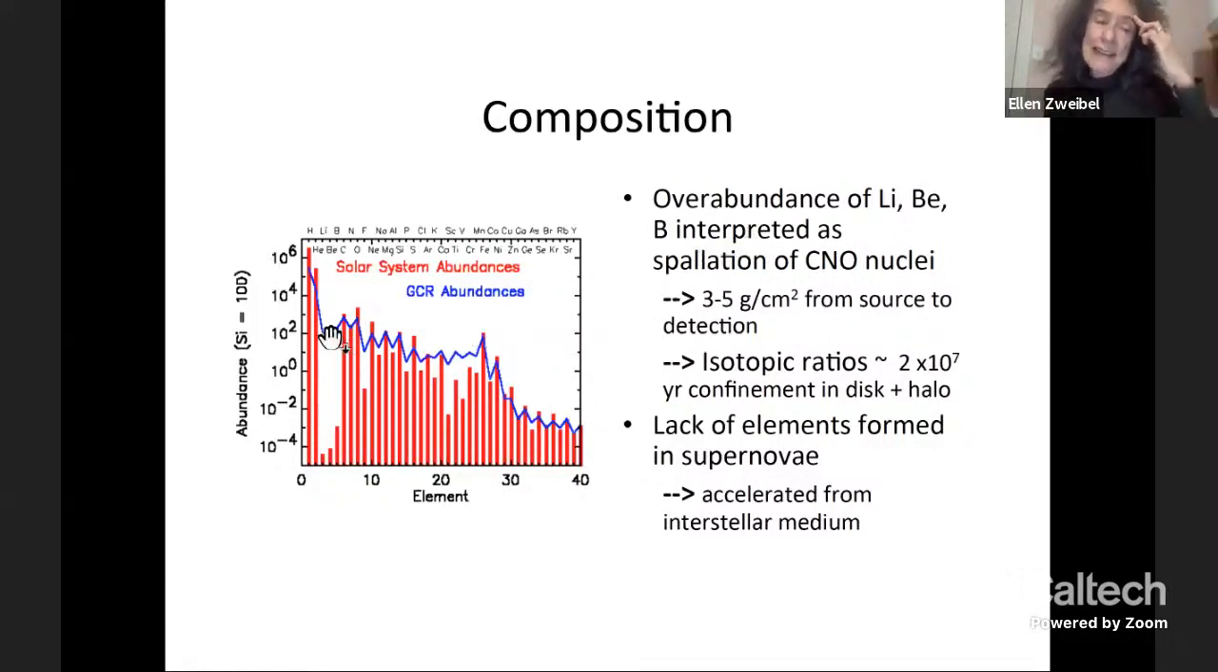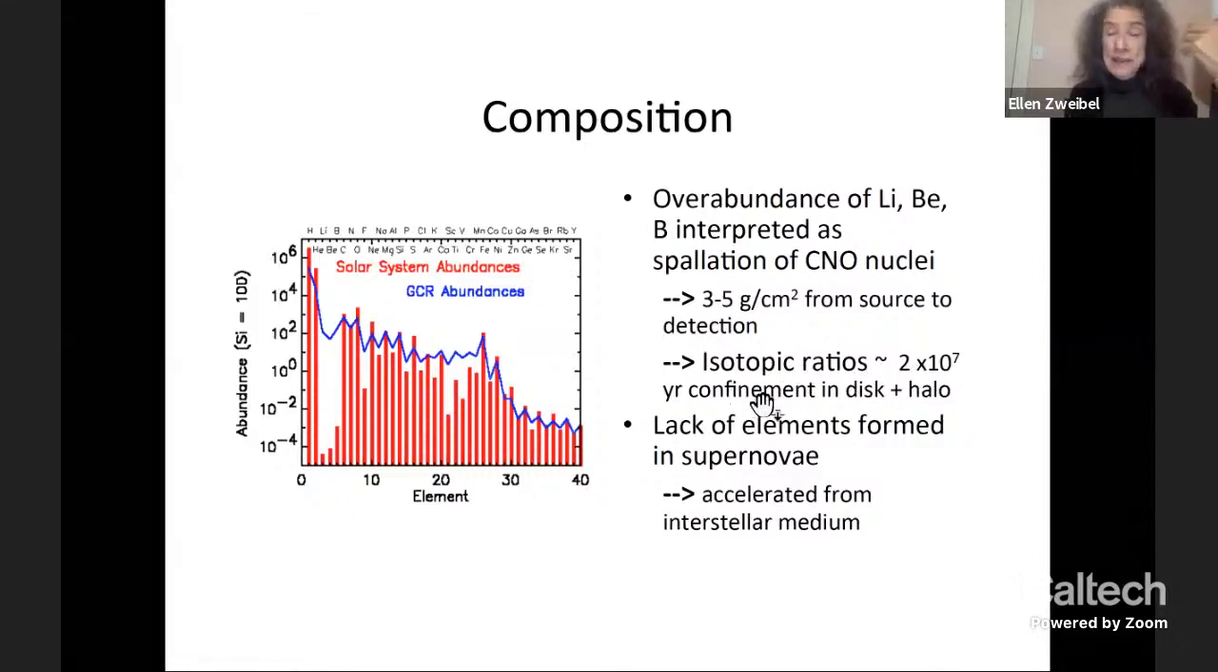So from the abundances of these elements, we can deduce that cosmic rays have passed through something like 3 to 5 grams per square centimeter from source to detection, which, if they were confined to the galactic disk, would imply a lifetime of a couple of million years. But from radioactive isotope ratios, we actually infer a longer confinement time in a medium with a lower mean density that suggests that cosmic rays sort of move between the disk and the halo.